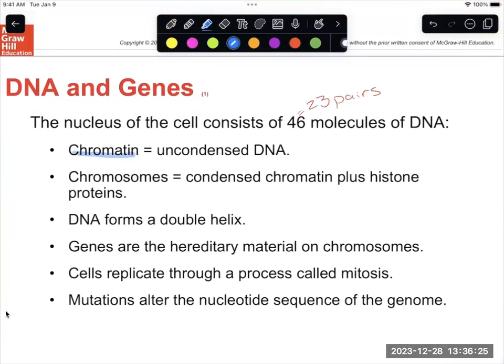Chromatin are thin strands of DNA that are packed in the nucleus of a cell. Chromosomes are condensed chromatin plus histone proteins that form during cell division. There are between 20,000 and 25,000 genes in the human genome. Mitosis is the process that allows these cells to replicate and make copies of itself. Mutations can alter those nucleotides, though, and it can change that sequence of the genome.